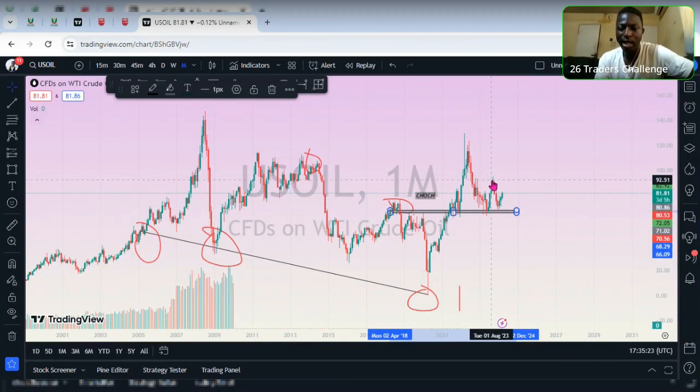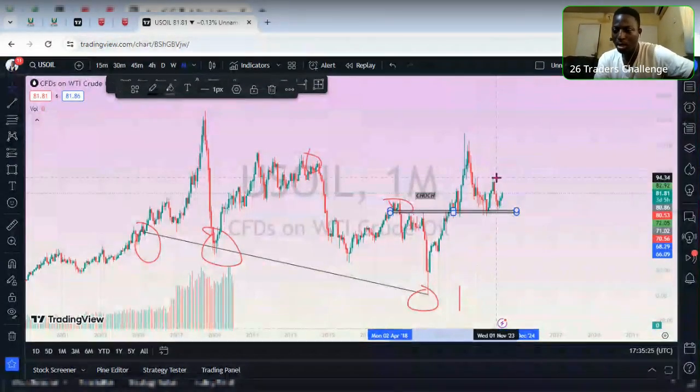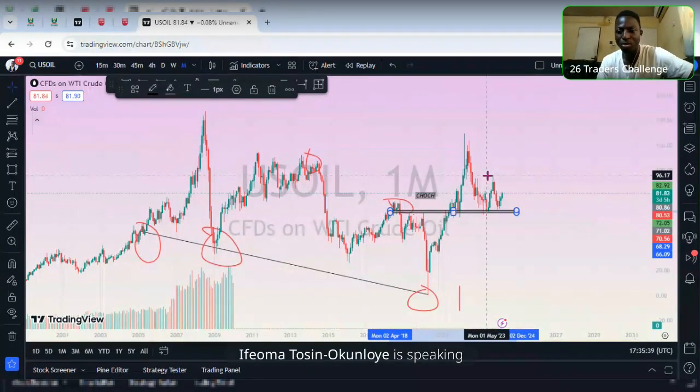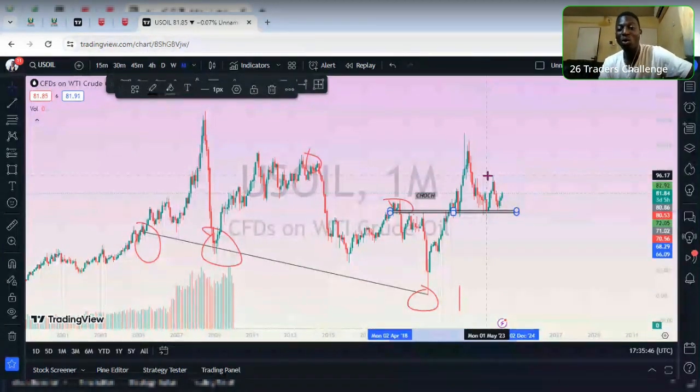The target is still here. You were able to catch profit of maybe about how many pips? This is 80, this is 67, and it came to 97. That is about 3,000 pips, yes, about 3,000 pips. That's a whole lot of money, guys. You could have been a millionaire right now.